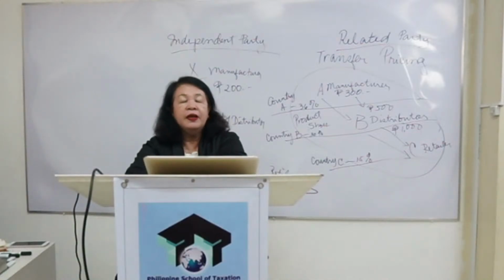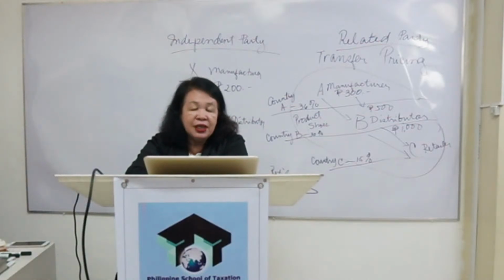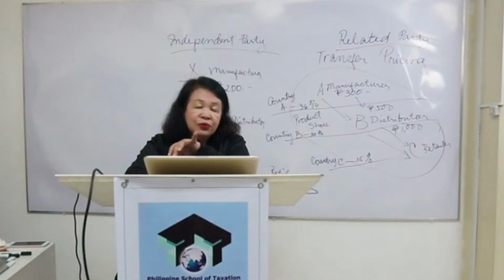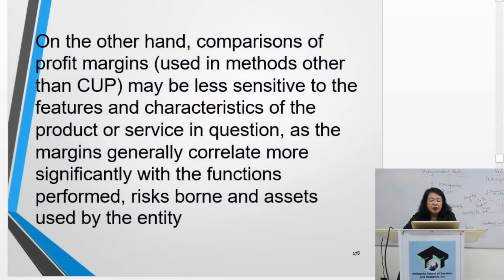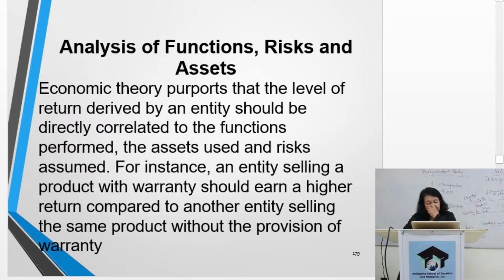No? Okay. So, how do you make an analysis of the functions, assets, and risks? Dati kanina, ang una, yung characteristic and nature of goods and services, whether tangible or intangible. And then ito na po yung pangalawa, the analysis of functions, risks, and assets. Okay. So, economic theory purports that the level of return derived by an entity should be directly correlated to the functions performed, the assets used, and risk assumed. No? So, ano daw yung tinitingnan? The functions performed, the assets used, and the risk assumed.